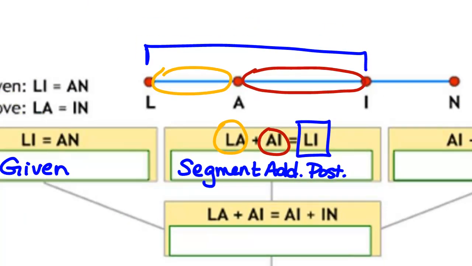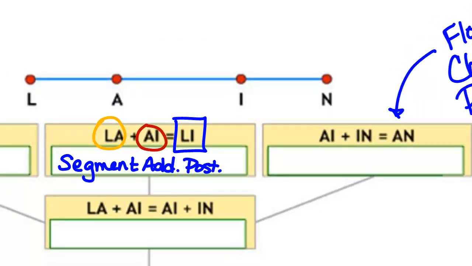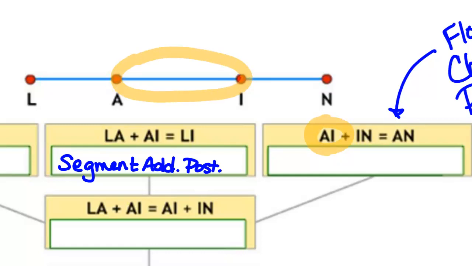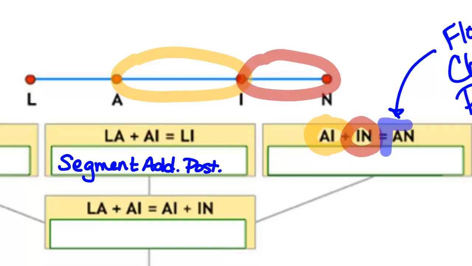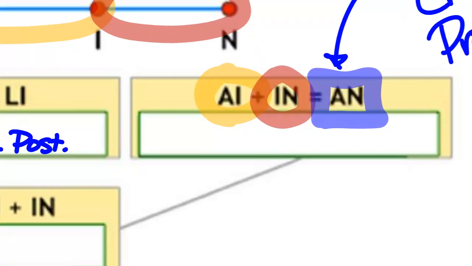All right. What about the next one over? Over here I have AI, this segment right here, together with IN, this one right here. And when I put those together, it gives me the length of AN. Why am I allowed to say that? Segment addition postulate again.